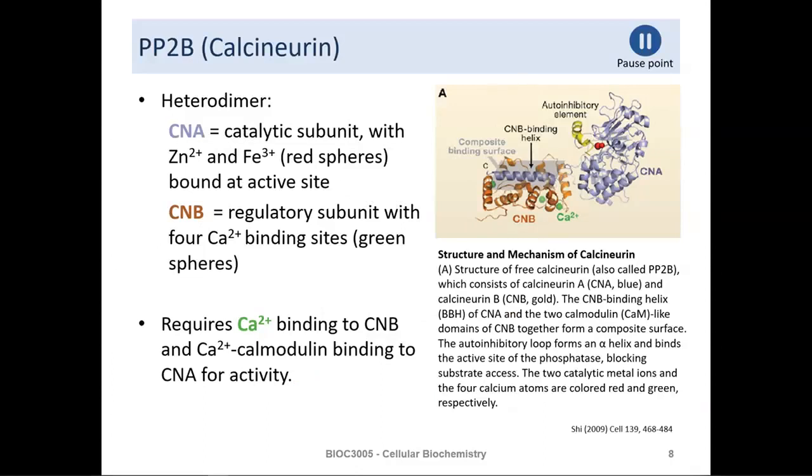Our second example is PP2B, or calcineurin. The PP2B enzyme is a heterodimer. It's composed of a catalytic subunit and a regulatory subunit. The catalytic subunit is known as CNA, or calcineurin A. In the diagram, this is shown in blue. The regulatory subunit is known as CNB, or calcineurin B, and this is shown in gold in the diagram.